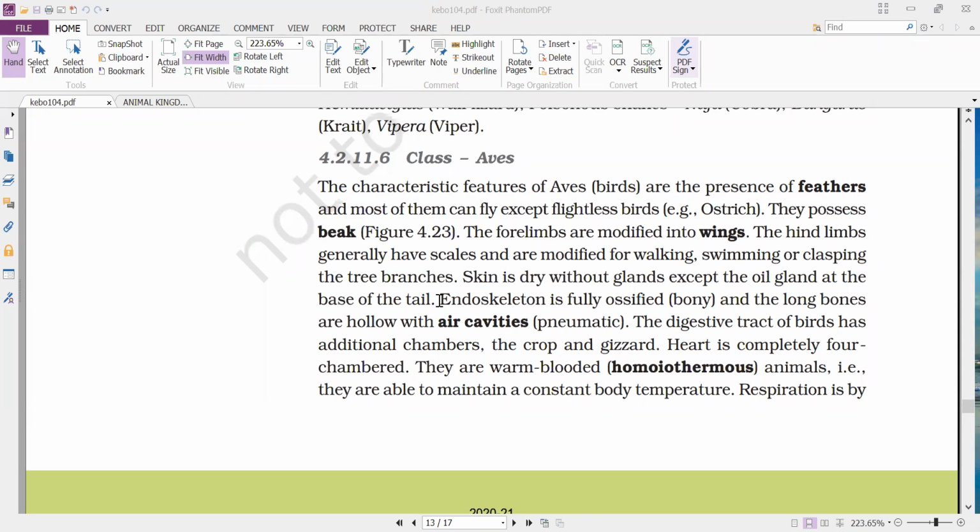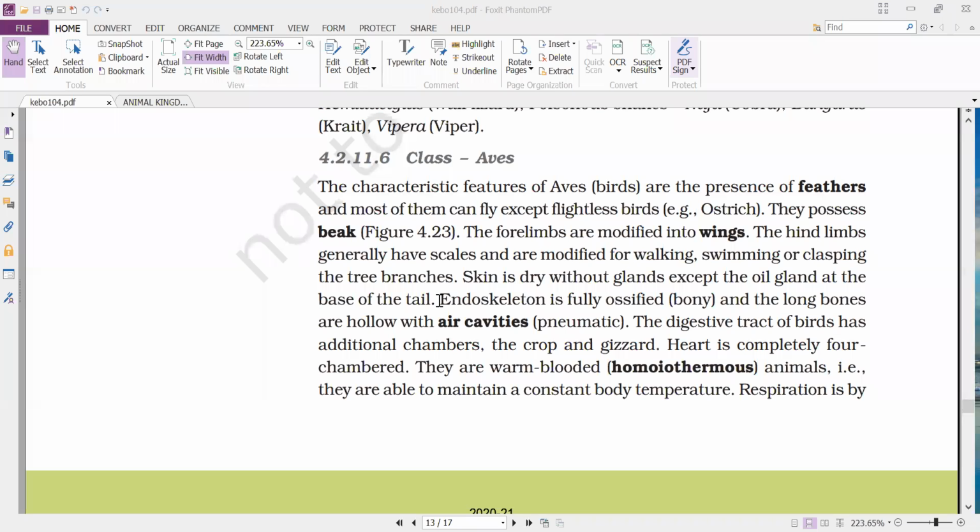And next, the heart is completely four chambered. That means we find two upper auricles and two lower ventricles: the right auricle and the right ventricle, and the left auricle and the left ventricle. So the heart is described as four chambered, completely divided. That's why we always find oxygenated and deoxygenated blood flowing separately. Nowhere is the oxygenated blood and deoxygenated blood mixed up.